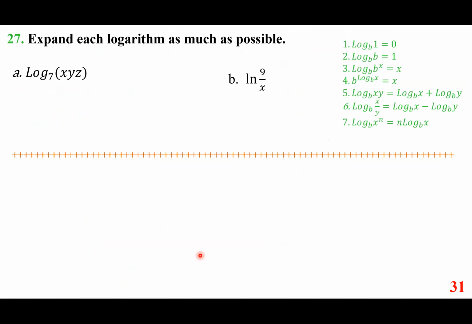All right, we have all of these properties, and we should be comfortable with them. We want to expand each log. We want to decompose it. We use the product rule. So this is log of x plus log of y plus log of z. And always use the same base. In this case, it's 7.